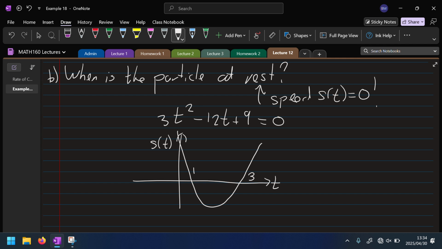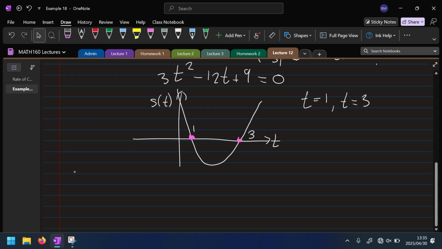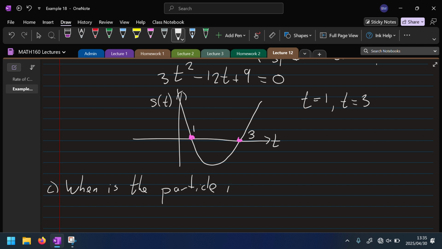Okay, so where's the particle at rest? Well, that's where the speed is 0. That's going to be over there and over there, the intercepts. So at t equals 1, the speed is 0, so it's at rest. At t equals 3, the speed is 0, so it's at rest. So we have t equals 1 and t equals 3. Okay, now the following question. C, when is the particle moving forward? And that's where the graph helps us now.